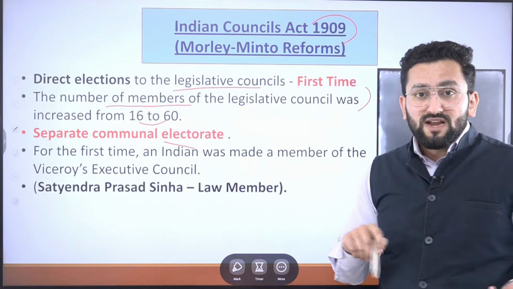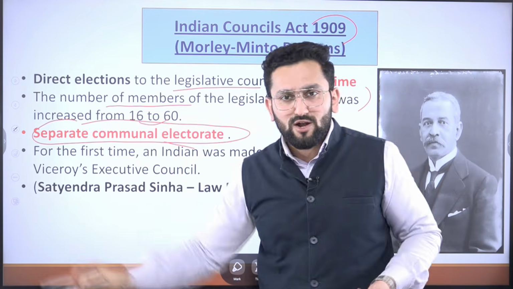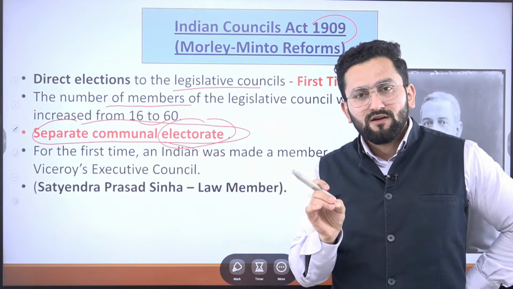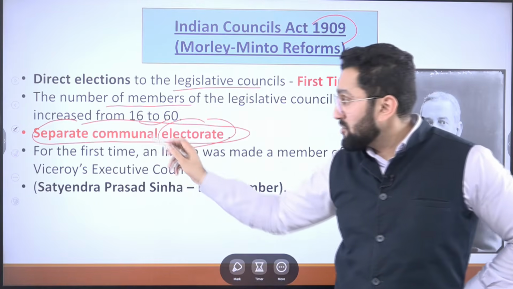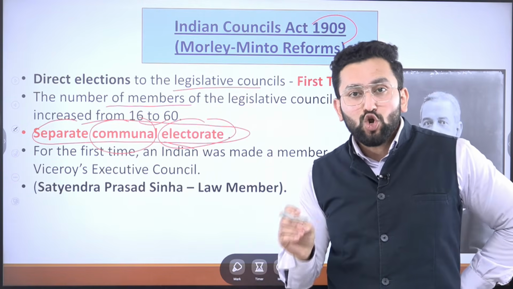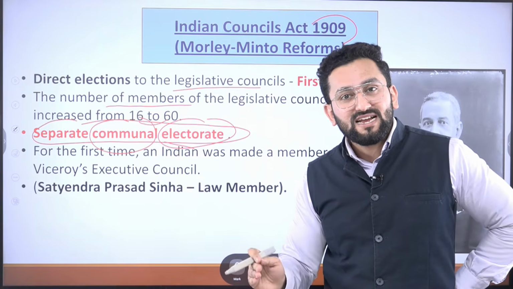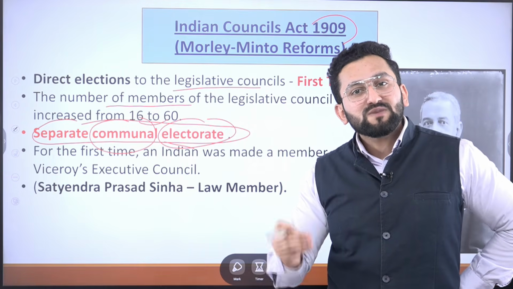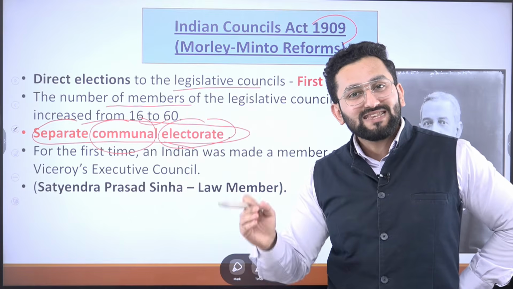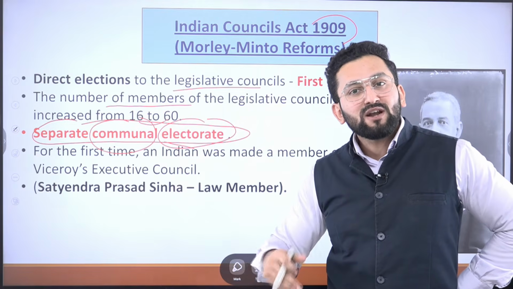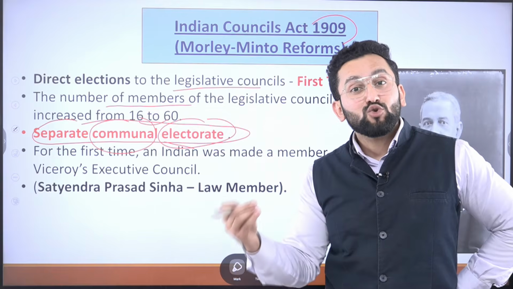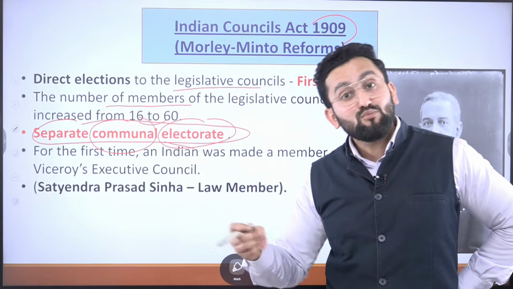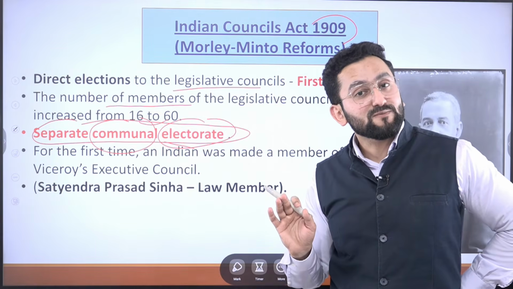This particular reform is famous for the introduction of separate communal electorate. What does it mean? When you use the word electorate, what does it mean? And when I'm saying separate communal electorate, the word communal means based on community. You have separate electoral features. For example, Minto Reforms said Muslims are going to be given a separate electorate. In a particular area where a seat is allocated as a Muslim seat, only Muslims are going to vote, and a Muslim is going to contest the election.